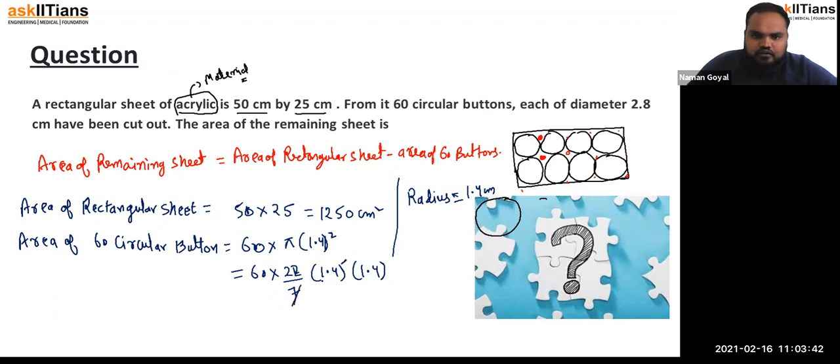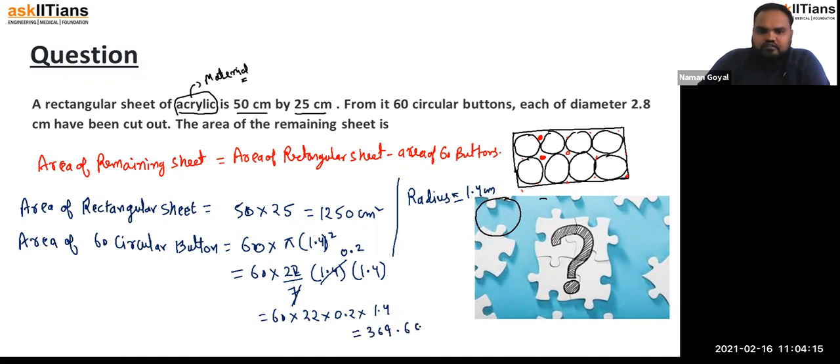7 times cancels out, it will be 0.2 times. So how much you got? You got 60 into 22 into 0.2 multiplied by 1.4. So if you multiply that, how much you got? You got 369.6 centimeter square.